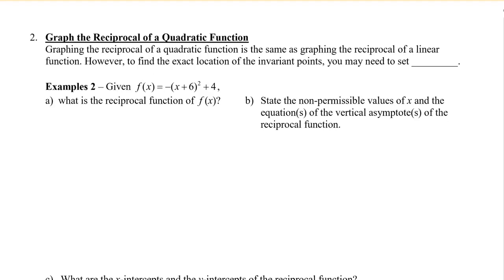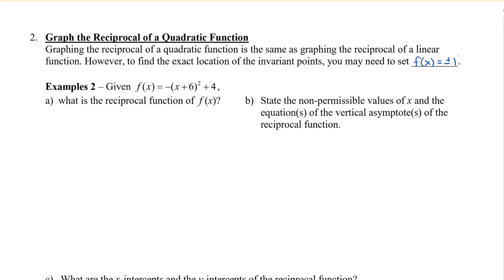Graphing the reciprocal of a quadratic function will be the same as graphing the reciprocal of a linear function. However, to find the exact location of the invariant points, you may want to set f of x, or the original function, equal to plus or minus 1, and then solve for the x values. So let's take a look at an example.